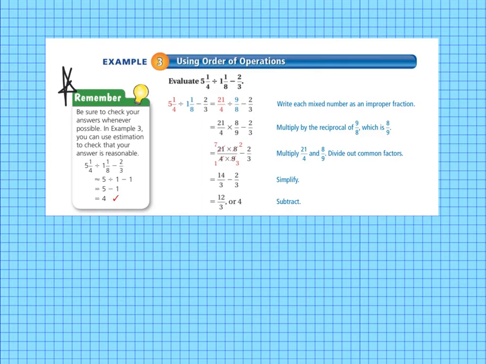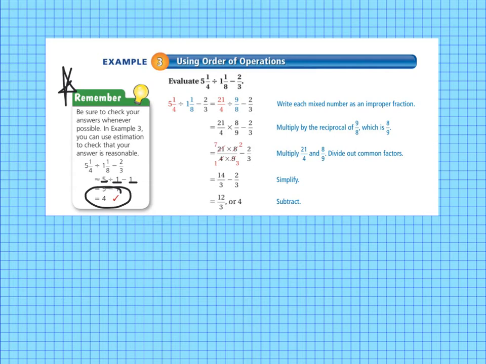So if you round some of these, 5 1/4 is close to 5, and if you divide that by 1 and then subtract 1, you've got 5 divided by 1 is 5, and then 5 minus 1 is 4. So our estimation is over here in this box. So write each mixed number as an improper fraction. So we should go through and do that.